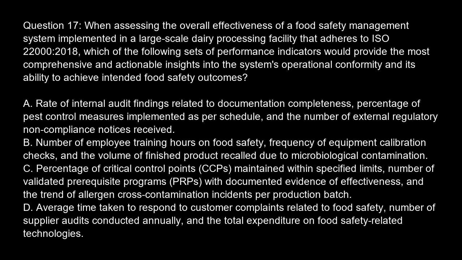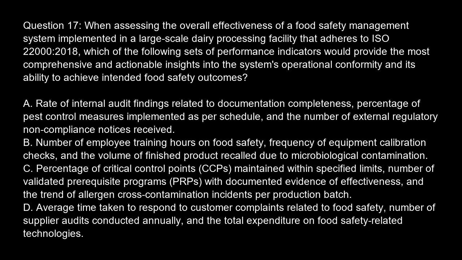Question 17. When assessing the overall effectiveness of a food safety management system implemented in a large-scale dairy processing facility that adheres to ISO 22000:2018, which of the following sets of performance indicators would provide the most comprehensive and actionable insights into the system's operational conformity and its ability to achieve intended food safety outcomes? Option A. Rate of internal audit findings related to documentation completeness, percentage of pest control measures implemented as per schedule, and the number of external regulatory noncompliance notices received.